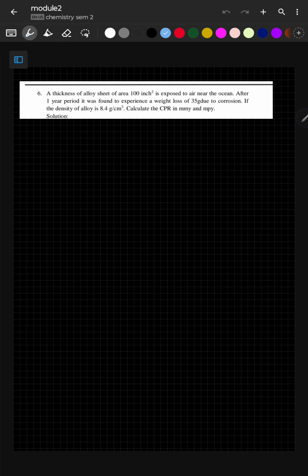A thickness of alloy sheet of area is 100 inch square after 1 year time period. Weight loss 35 gram. The density is 8.4 gram per centimeter cube. Find CPR in mpy and mmpy. Standard question, mpy, mmpy.